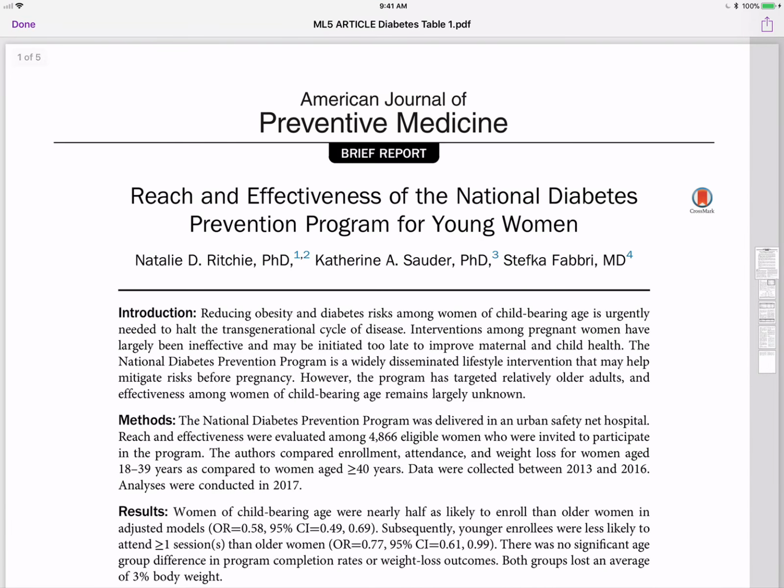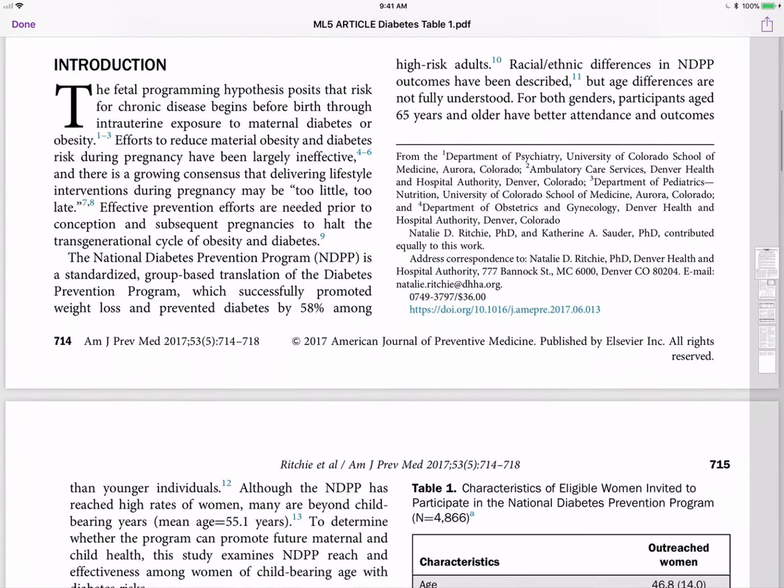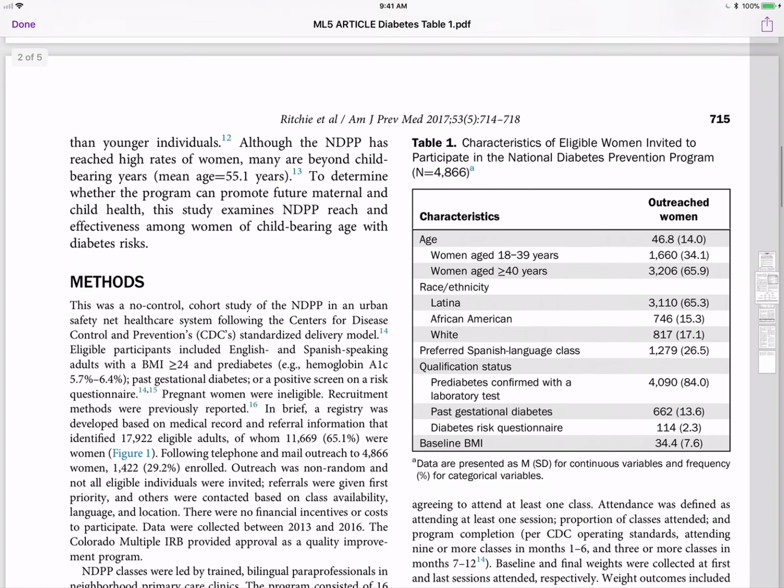And this is slightly different. This one has a more complete title. It says characteristics of eligible women invited to participate in the National Diabetes Prevention Program. And so that tells you a little bit more about the who.